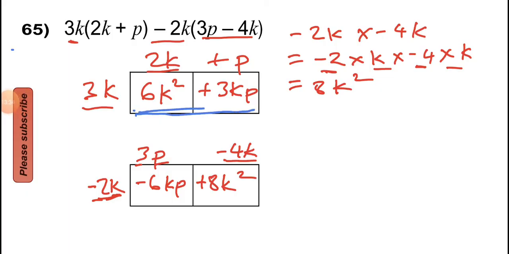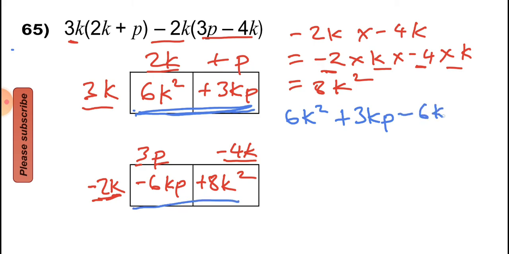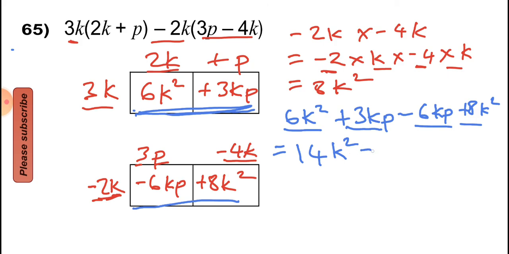So from here I get 6k square plus 3kp, and then from here I get minus 6kp plus 8k square. So now I can see 6k square plus 8k square is 14k square, or 6 lots of k square add 8 lots of k square is 14k square. And then I can see 3kp minus 6kp. 3 lots of kp take away 6 lots of kp is going to be negative, or minus 3kp, and that is the final answer.